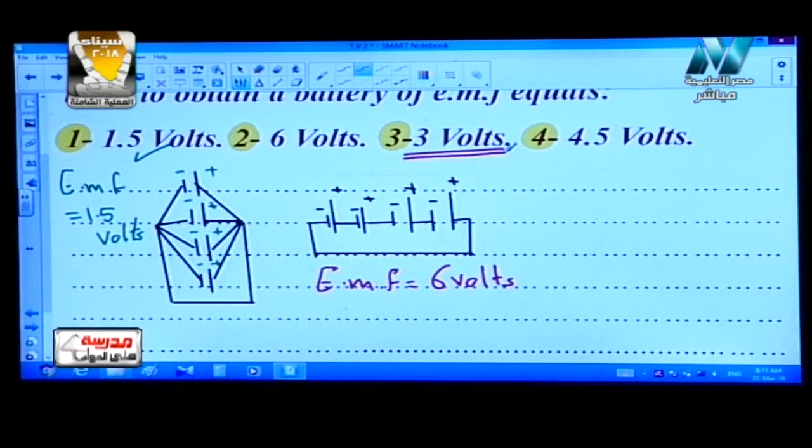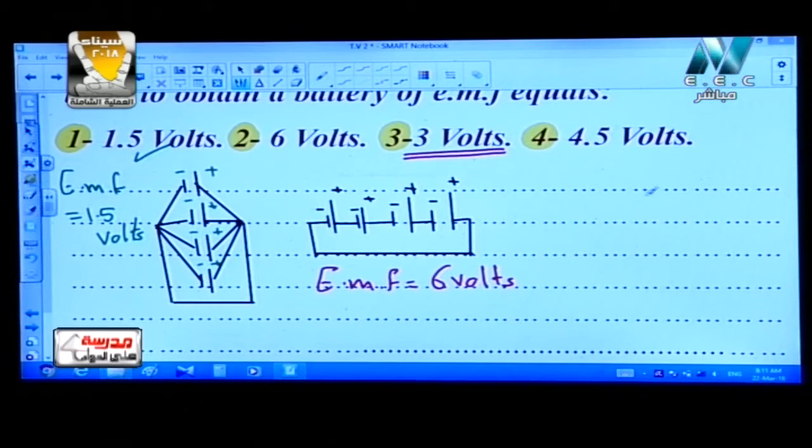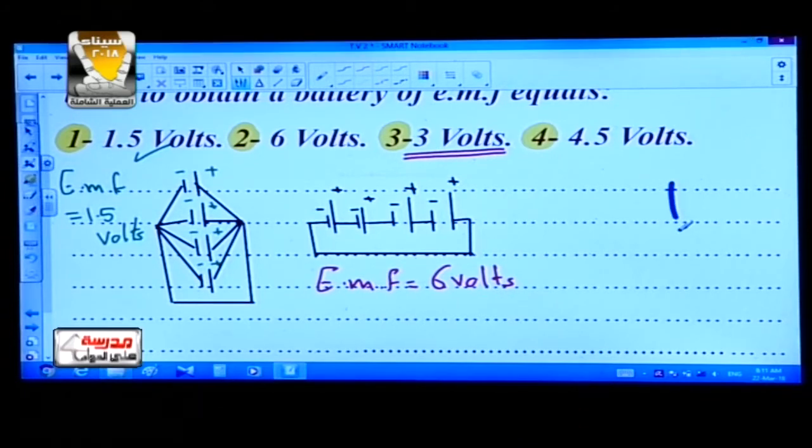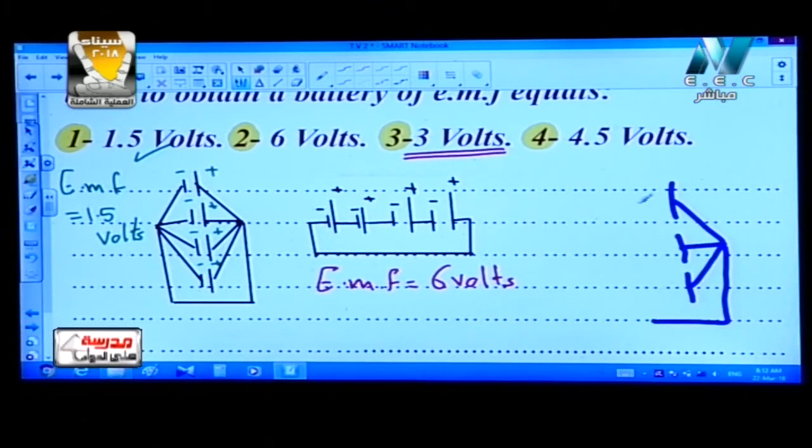How do I connect them together to get them all to 3 volts? In this case we have 2 ways to answer this question. Number three can be answered in two ways. Because we have 4 cells, we can connect 3 electric cells in parallel connection, as you see.